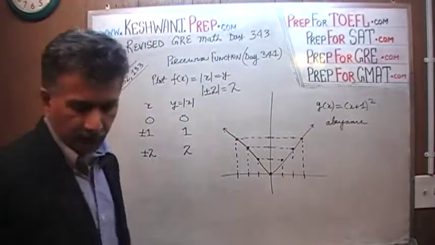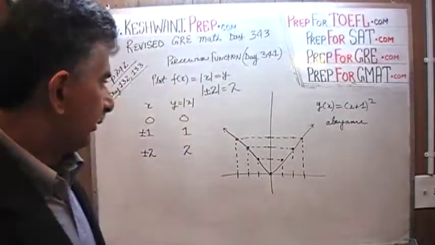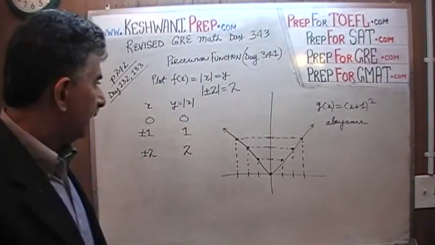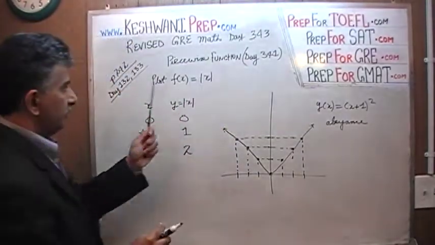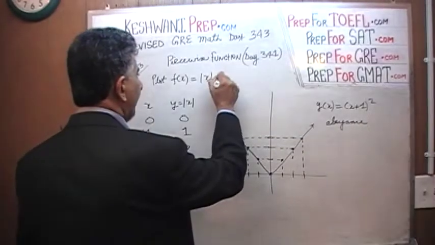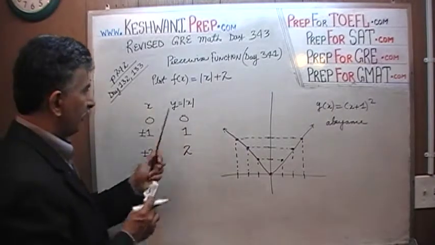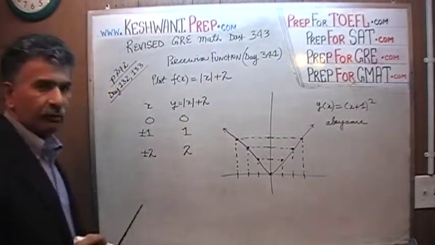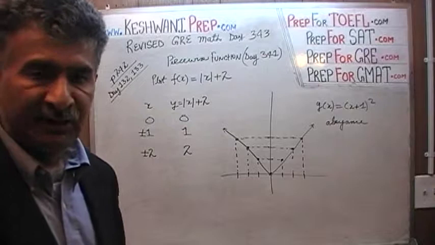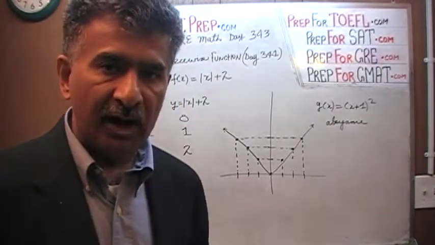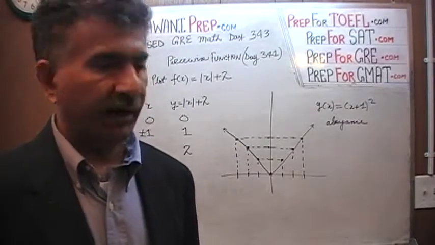This is what we learned on day number 341, which was on page number 241. This comes straight from 241. Now we ask ourselves, what happens if we take our original function and we simply add 2 to it. So now y does not equal absolute value of x, it equals absolute value of x plus 2. What do you suppose is going to happen? As a result of adding 2, the value of y is going to be 2 more than before for each given value of x. Let's write it down here.